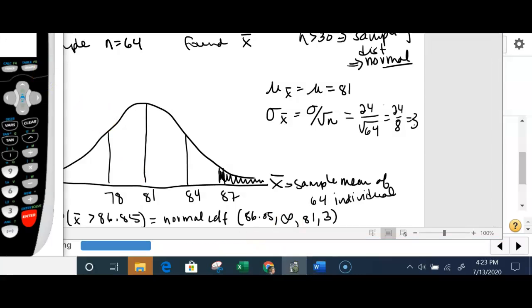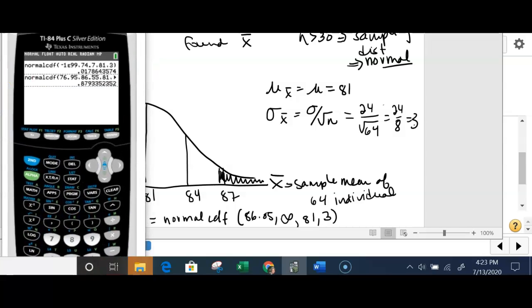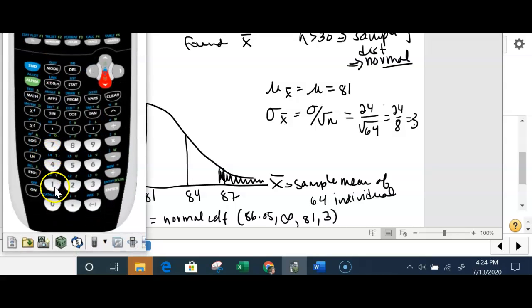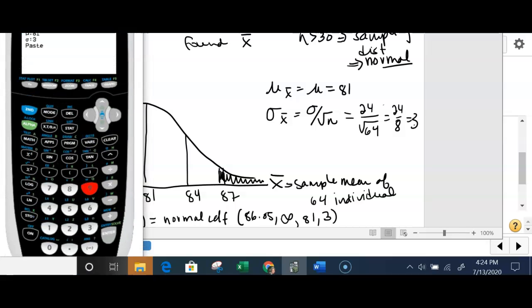Okay, so I'm going to try to show it to you in this smaller region. You go to normal CDF, and I have 86.85. My upper bound is infinity. I don't have infinity on my calculator, so I'm going to use 1 times 10 to the 99th, which is 1 with 99 zeros, a pretty darn big number. In my mind, basically the same thing as infinity.